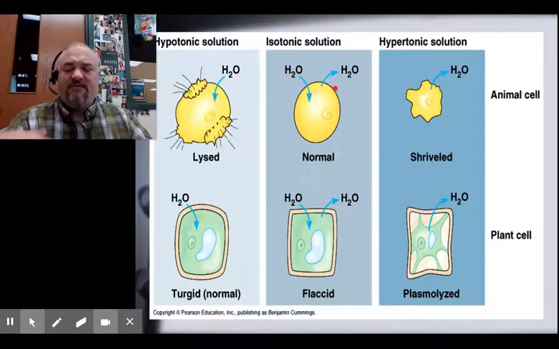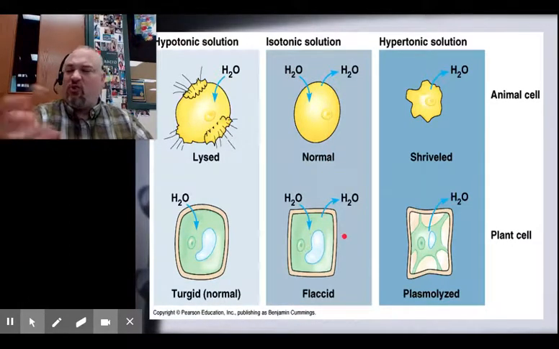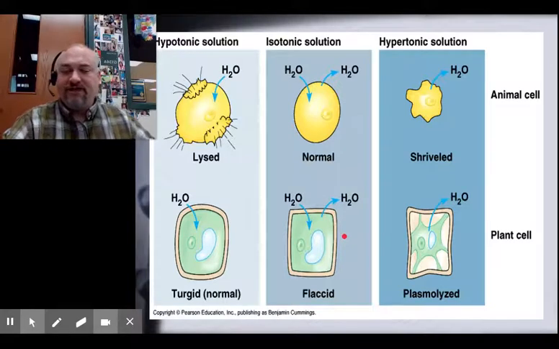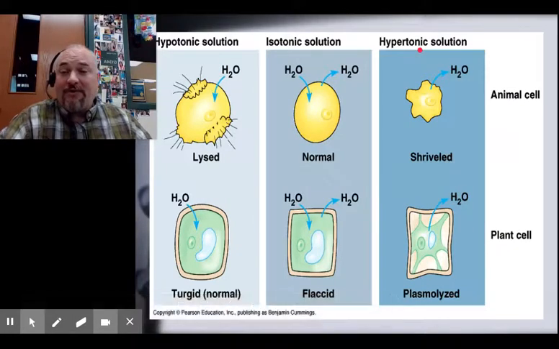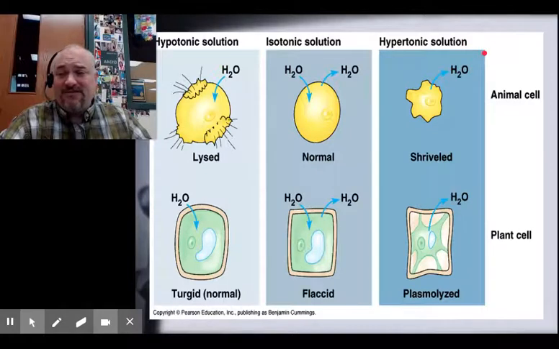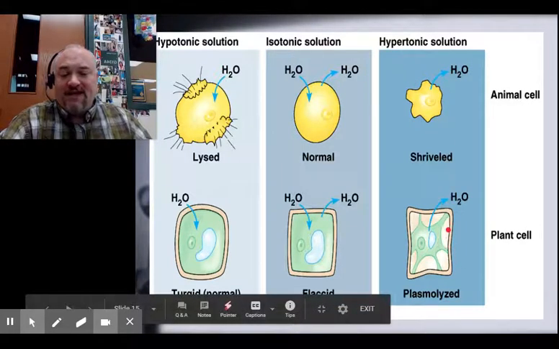Water flows in and out at roughly the same rate, just kind of at a normal cell turgidity, okay? Maybe slightly flaccid if it's a plant. And hypertonic, meaning hyper, lots of solute outside the cell. So lots of solute means low water, kind of like salt water, right? It's going to want to flow out, and it's going to shrink your cells, shrivel them up, or plasmolyze is what they call it with a plant cell.